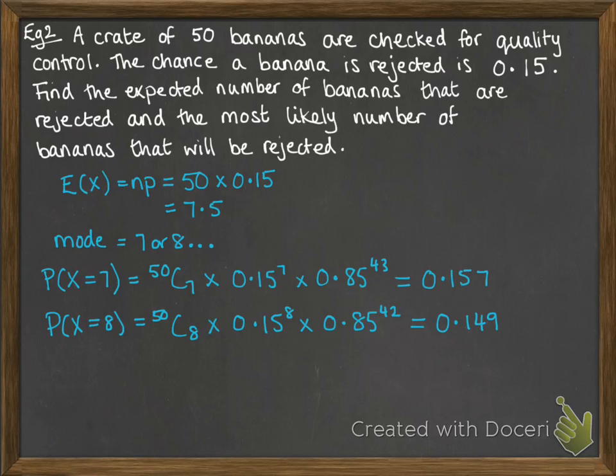So here we have the two probabilities of x being 7 or 8. We can see the highest one there is the 0.157 relating to x equals 7, so therefore the mode is 7.